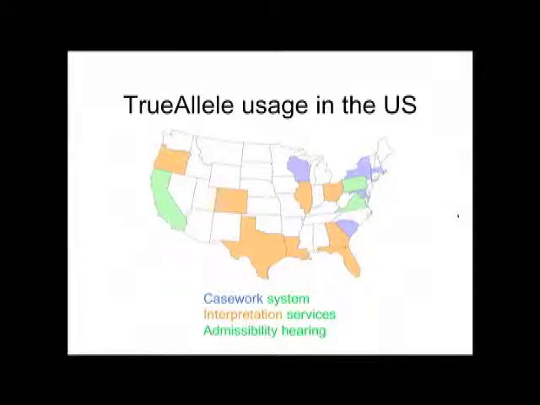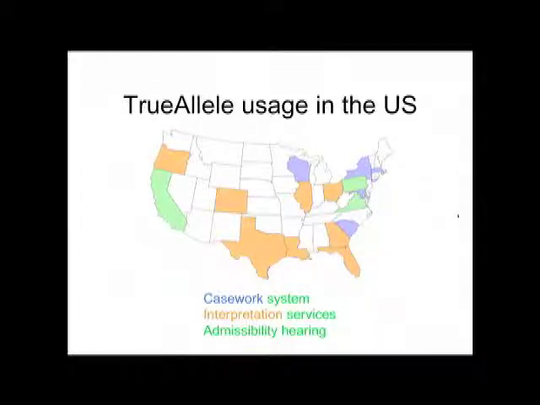TrueAllele is becoming more widely used in the United States. This map of the states is color-coded. Let me explain that. The casework system has been purchased by laboratories shown in the states colored in blue and green.